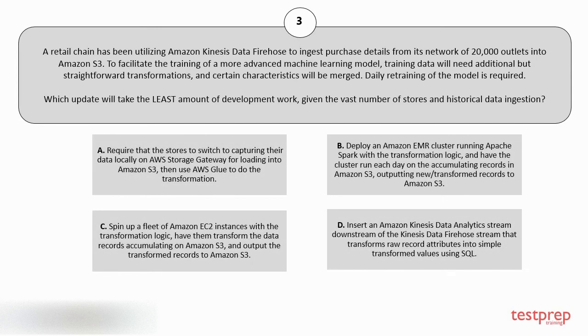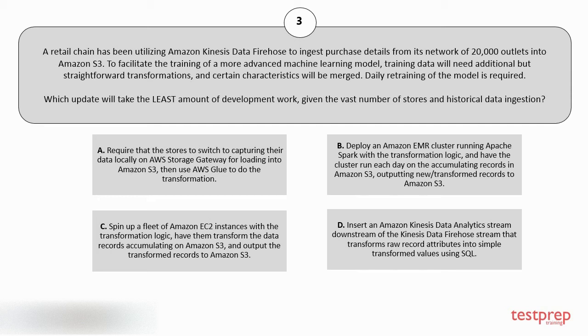Your options are: A. Require the stores to switch to capturing their data locally on AWS Storage Gateway for loading into Amazon S3, then use AWS to do the transformation. B. Deploy an Amazon EMR cluster running Apache Spark with the transformation logic, and have the cluster run each day on the accumulating records in Amazon S3, outputting new/transformed records to Amazon S3. C. Spin up a fleet of Amazon EC2 instances with the transformation logic, have them transform the data records accumulating on Amazon S3, and output the transformed records to Amazon S3.